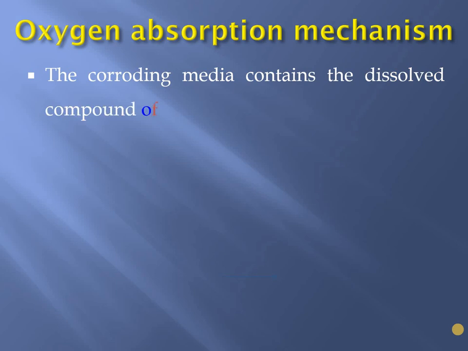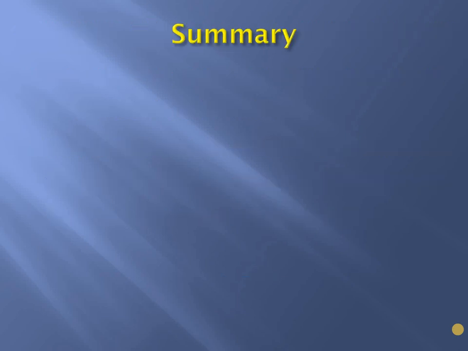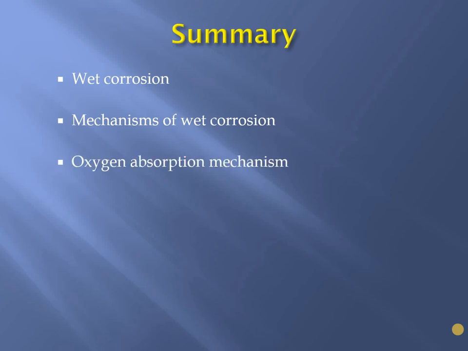So the corroding media contains the dissolved compound of anodic metal. If metal hydroxide is soluble in aqueous media, then it will remain in the dissolved form, otherwise it will get precipitated near the cathodic region. So in summary, we have discussed wet corrosion, mechanism of wet corrosion, and oxygen absorption mechanism.